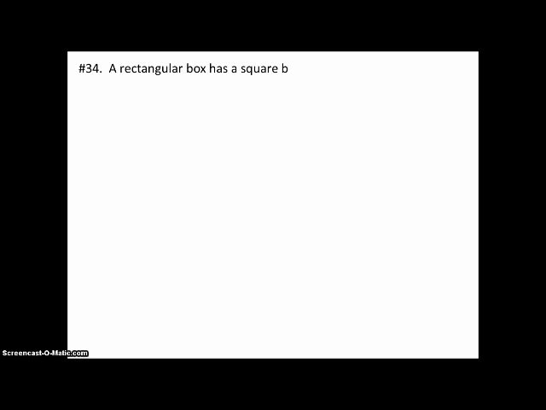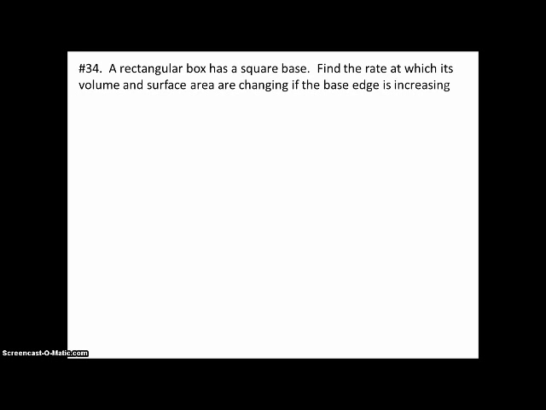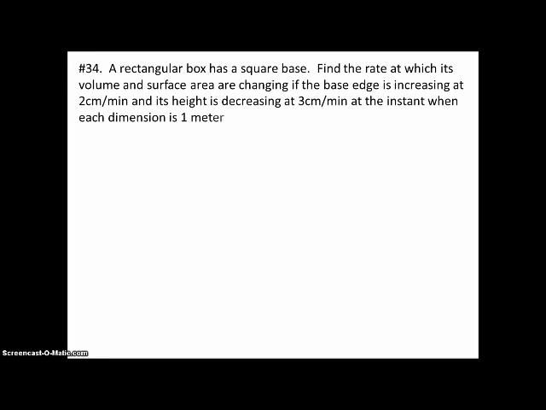Number 34, a rectangular box has a square base. Find the rate at which its volume and surface area are changing if the base edge is increasing at 2 centimeters per minute and its height is decreasing at 3 centimeters per minute at the instant when each dimension is 1 meter. And notice that 1 meter is 100 centimeters. You're going to have to either use all centimeters or all meters in your calculations.